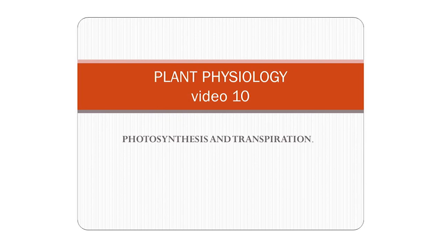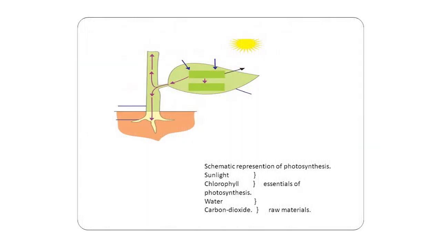We will continue with plant physiology, photosynthesis and respiration with some explanation of the figures. So far I have been explaining and describing the process of photosynthesis and transpiration. Now we will learn some portion with the figures. What you are looking at in this figure is a schematic representation of photosynthesis.